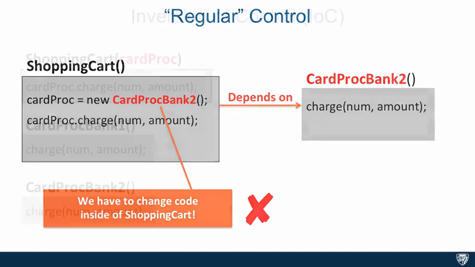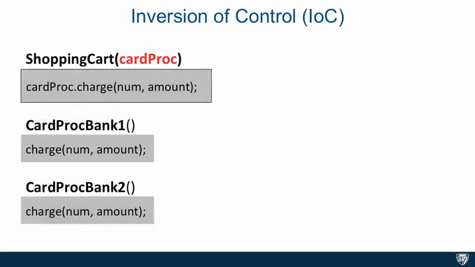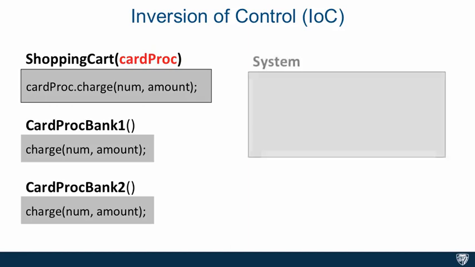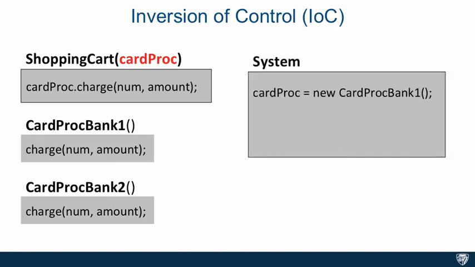The solution is inversion of control. And in this particular approach, our shopping cart function or module accepts a credit card processing module as an argument. And we still have that line where we call the charge method on that card processing module, but it now is using the instance that we were passed from somewhere else. We could still have those separate modules, but in this case, some overall system is going to be the one who is going to instantiate that credit card processing.